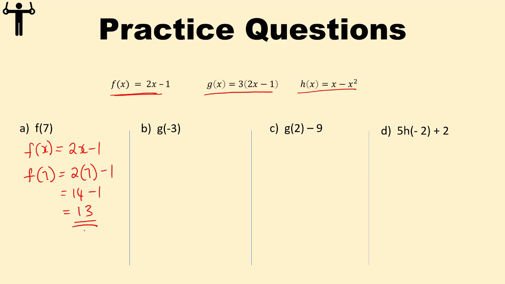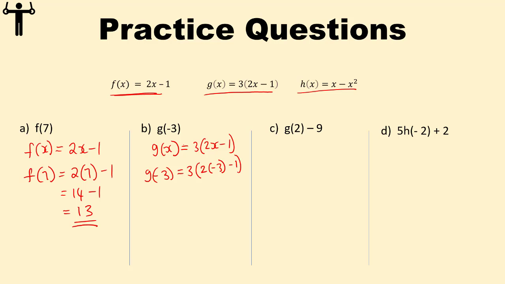Now these are very popular GCSE Maths questions, so I recommend you make a note and have a good practice at them. G of minus 3. So we have g of x is equal to 3 brackets 2x minus 1. So g of minus 3 is going to be, all we do is substitute x for minus 3. So 3 brackets 2 times minus 3 minus 1.